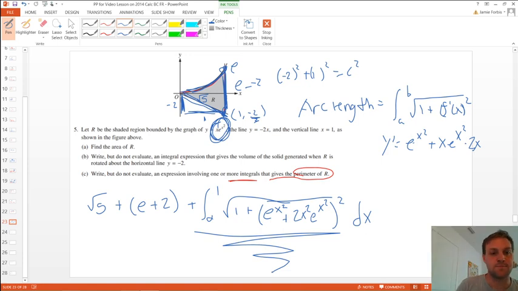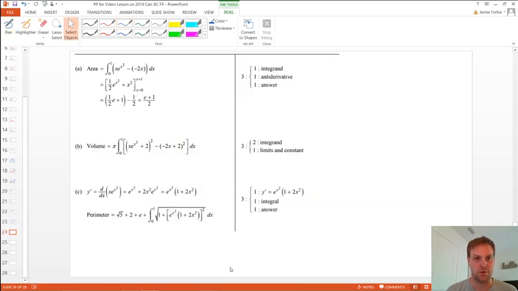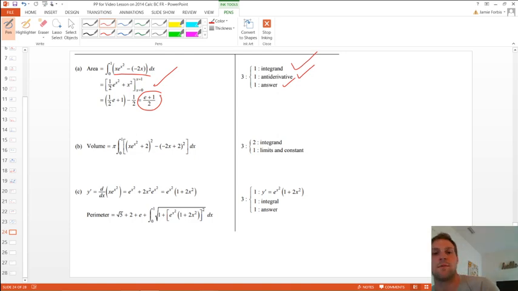So that's number 5. Let's look at the answer key. Make sure we did everything right. So for A, we got the integrand. We got the correct setup, top minus bottom. We took the correct integral, and we got the answer. We wrote it as 1/2 e plus 1/2, but that's still the same thing.